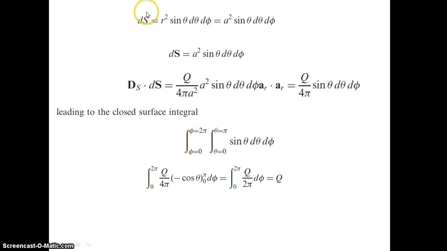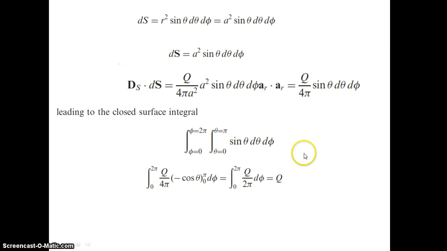So the differential surface for a sphere is r squared sin theta d theta d phi. Since the radius is a, the differential surface dS is a squared sin theta d theta d phi, and the flux is dψ equals D dot dS. Already we have D equal to Q by 4 pi a squared, and dS is a squared sin theta d theta d phi a_r. So the a squared and a squared will be cancelled, and you will have Q by 4 pi sin theta d theta d phi.